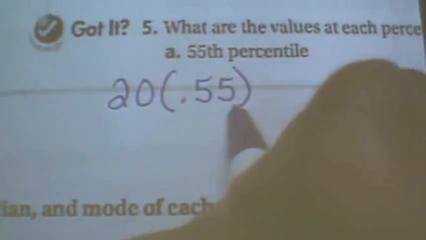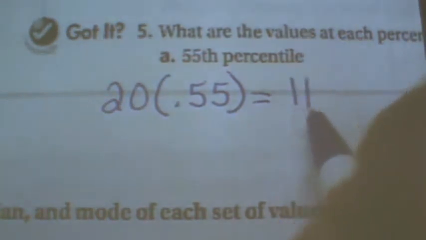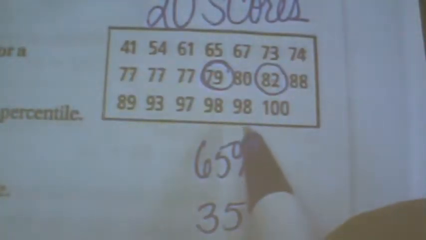So how would you find the 55th percentile? It's the same problem. You've got 20 students, you multiply by 0.55, and you get 11. So you count 11 from the first score: 1, 2, 3, 4, 5, 6, 7, 8, 9, 10, 11. That's the 11th score. So 55% scored a 79 or below, and 45% scored above a 79.